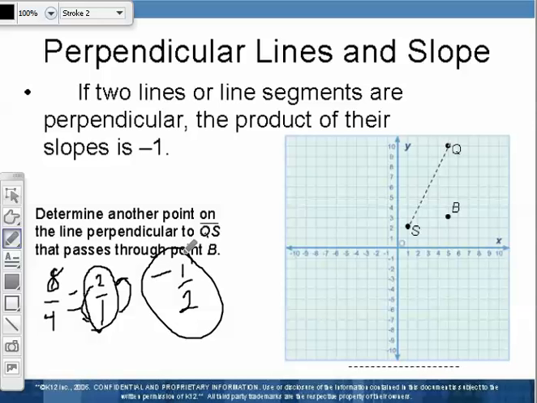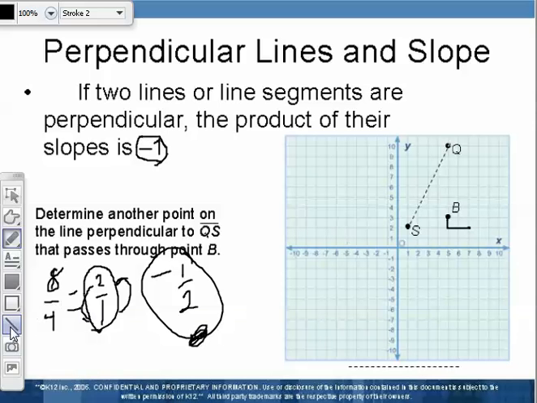Why does it have to be this slope? Because when I multiply this times the 2 over 1, I'm going to get a product of -1. You multiply the two slopes together and you get -1. This is called a negative reciprocal. This little thing right here is called a negative reciprocal, when you flip it over and put a negative sign on top of it. So now that I've got a negative reciprocal, I can go from B, and I want to go down 1 and over 2. Okay? That's where another point that would be on that line.